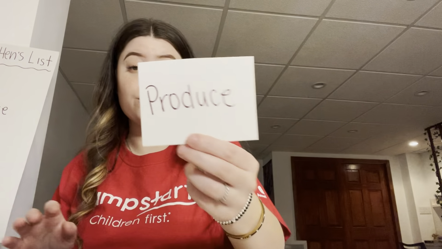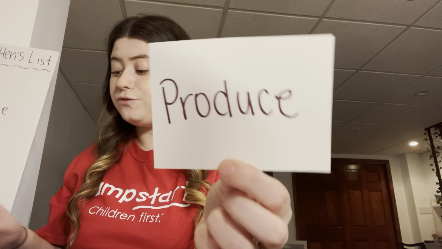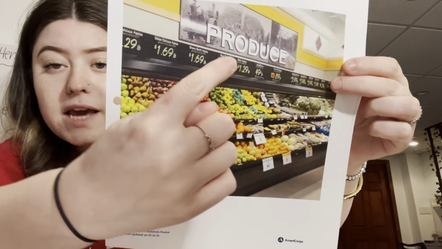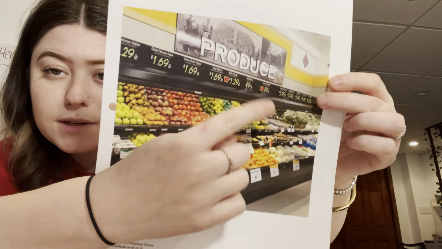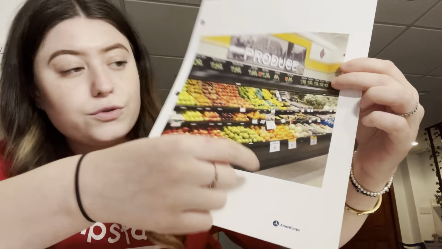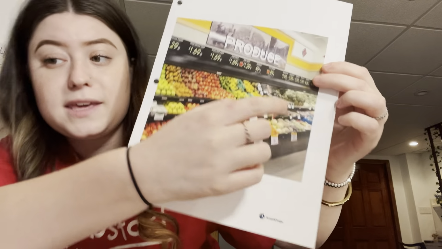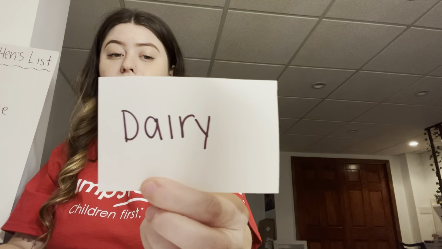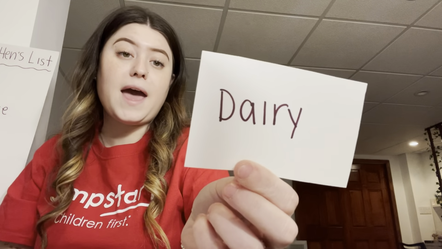Each aisle will have a name such as produce, which is fresh fruits and vegetables. Here's what that looks like. See how it says produce? And then there's all of the fruits. There's some vegetables back here. And then there's dairy, which are products such as milk and butter and cheese and yogurt.